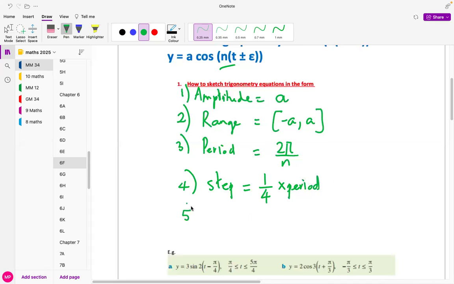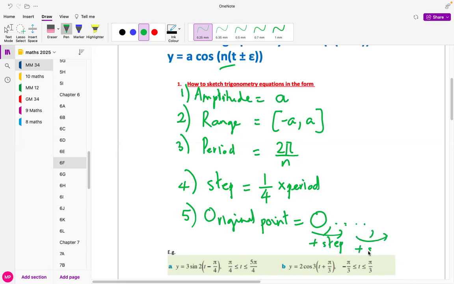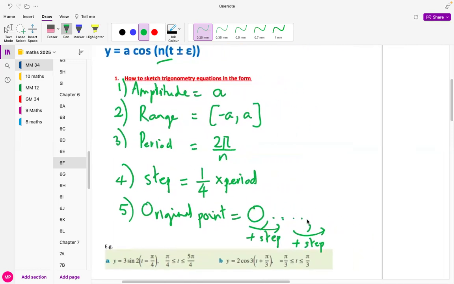So we're going to have the original points. This is the point before the translation happens. I always start from zero, and then you add a step each time. So from zero, you just keep adding one step, and you're going to have all the points. This is how you sketch without the translation.